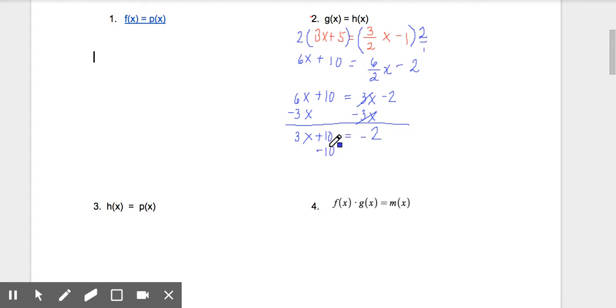Now I'll take away 10 from both sides because we need to isolate the x from the constants. So minus 10 here also. So we'll have 3x, this cancels, equals, they're both negative, so we'll have negative 12. And we divide by 3. This is 3x means 3 times x, or x times 3. So to undo the multiplication, we divide by 3. So we'll have x is equal to negative 4.